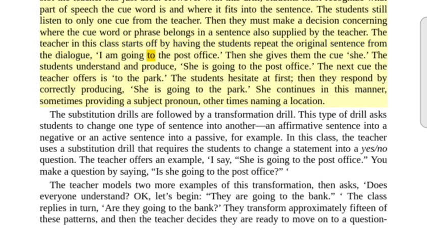The teacher in this class starts off by having the students repeat the original sentence from the dialogue, I am going to the post office. Then she gives them the cue, she. The students understand and produce, she is going to the post office. The next cue the teacher offers is, to the park. The students hesitate at first, then they respond by correctly producing, she is going to the park. She continues in this manner, sometimes providing a subject pronoun, other times naming a location.